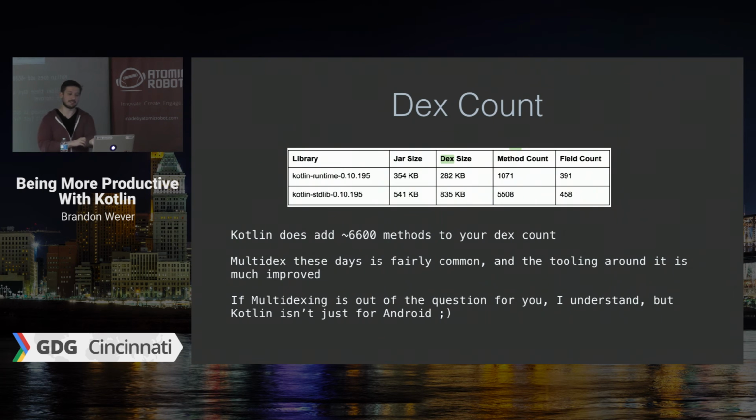And Dex Count here. This is from a Jake Wharton post because I didn't feel like doing it myself. This was from an old build of Kotlin. Just adding the Kotlin runtime and the Kotlin standard lib added about 6,600 methods to your Dex Count. So if that's a big issue for you, maybe don't bring in Kotlin. But you don't have to just use Kotlin on Android. You can use Kotlin on the server, or just to write little util things, or Kotlin in the browser if you want to do JavaScript. So if that's a big deal, maybe don't use Kotlin in Android.